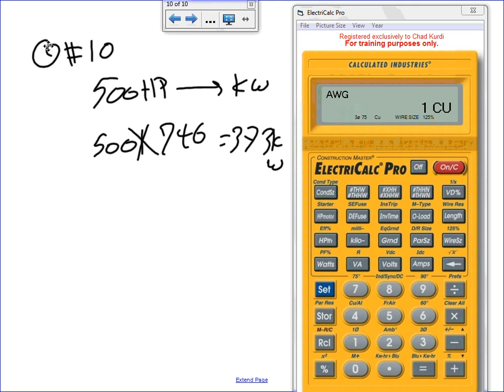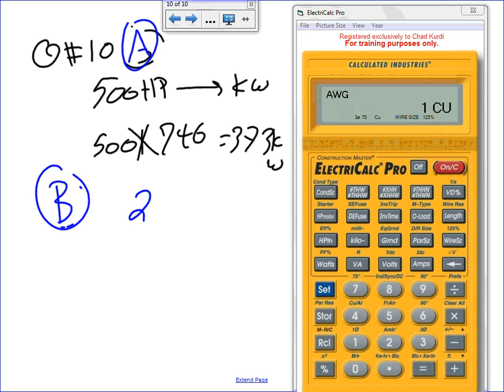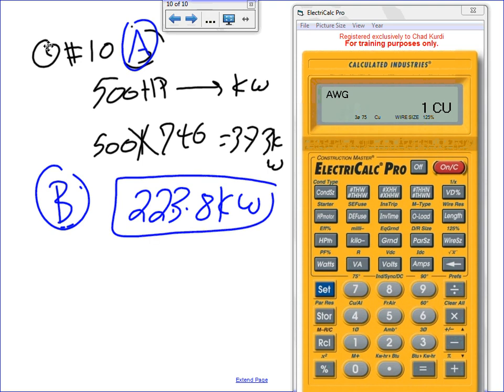Oh, this is B, by the way. This is Miss B. For Miss A, let's do Miss A. Oh, this is actually Miss A. Let's do the Miss B. Miss B is here. Here's my B. The answer for B should be 223.8 kW. Okay. Let's do it on the calculator quick.